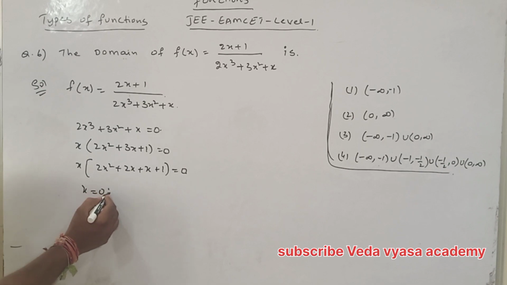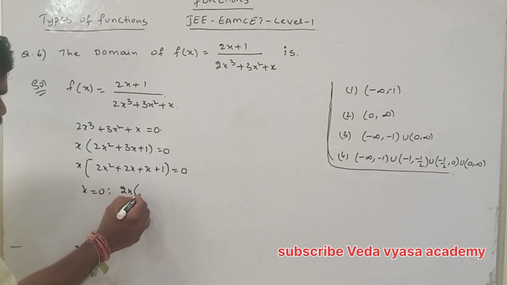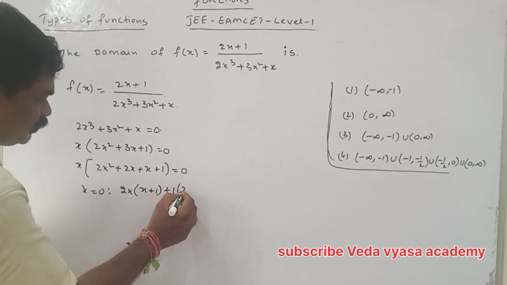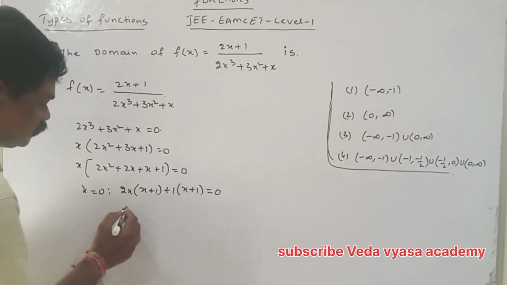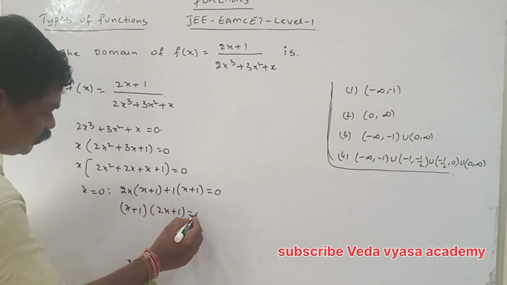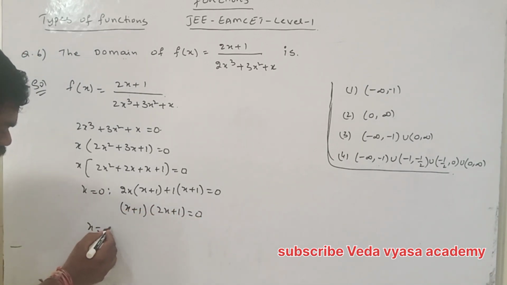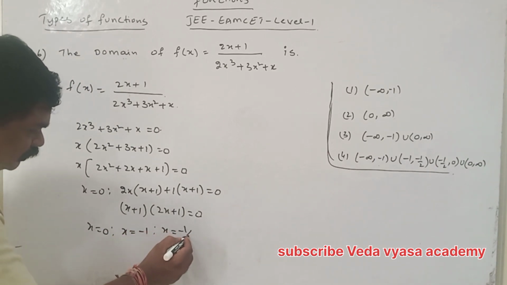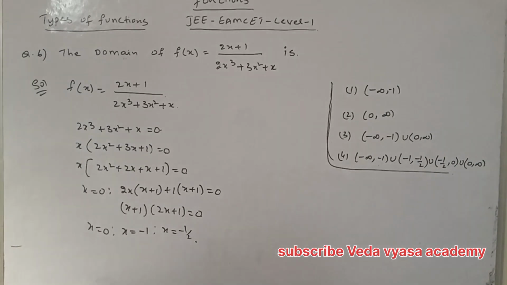Then 2x common, x plus 1, plus 1 common, x plus 1. So x times (x plus 1) times (2x plus 1) equal to 0. And x is equal to 0, x is equal to minus 1, x is equal to minus 1 by 2.